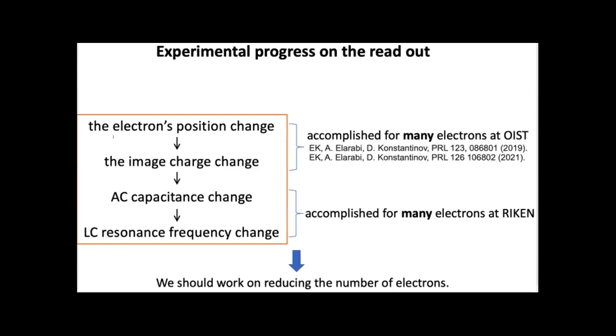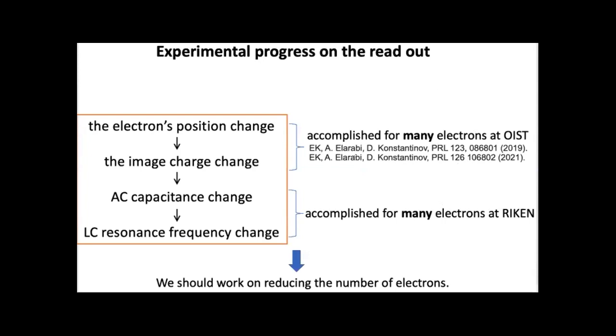As I already told you, this is about the readout technique. We are working on the readout technique, and later we would like to work on the 1-qubit gate and 2-qubit gate. For the readout, first the electron position is changed by applying a resonant microwave for the Rydberg state. If the electron position is changed, the image charge on the electrode is changed, and the AC capacitance is changed. If the AC capacitance is changed, the LC resonance frequency is changed. So we are working on this readout technique using many electrons on helium.